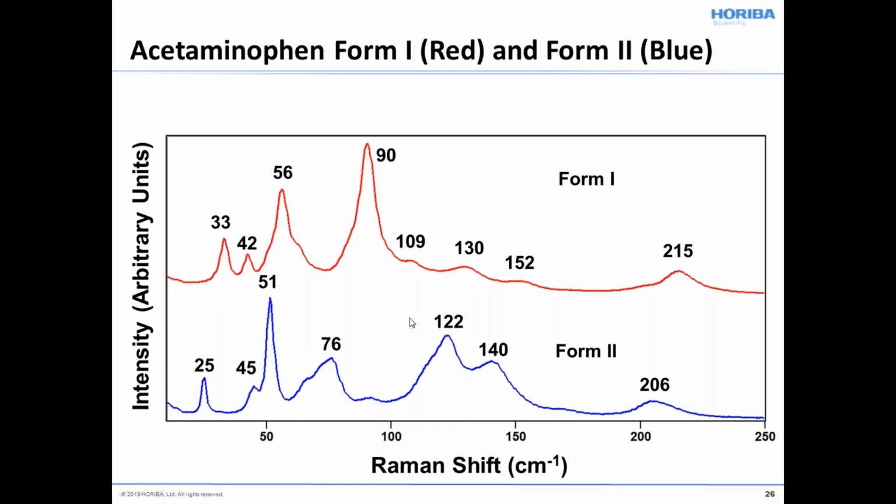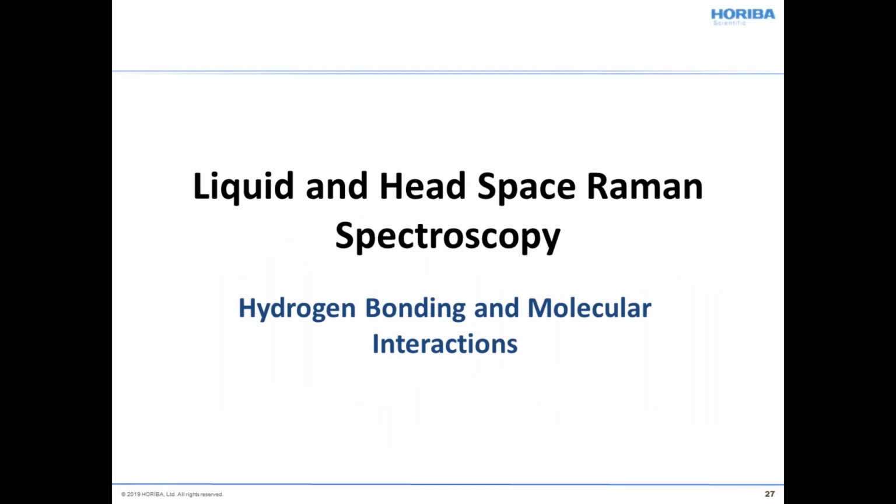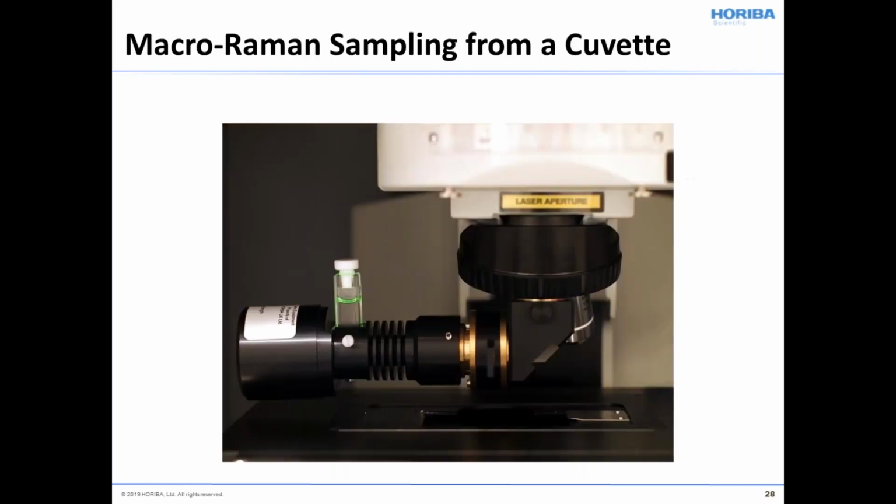So, same chemical compound, different crystal form, and Raman spectroscopy is then useful for differentiating polymorphs. Now let's look briefly at liquid and headspace Raman spectroscopy, and particularly the molecular interactions that we see, including hydrogen bonding. So here's a nice little apparatus which you can attach to one of the openings on the nose piece for the microscope.